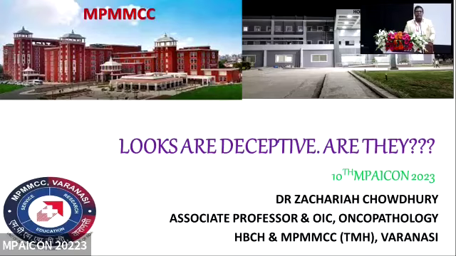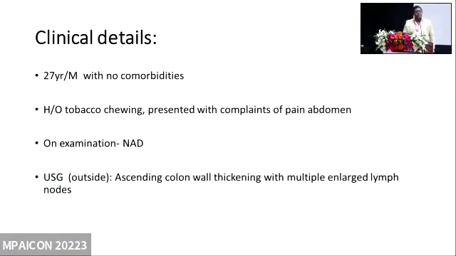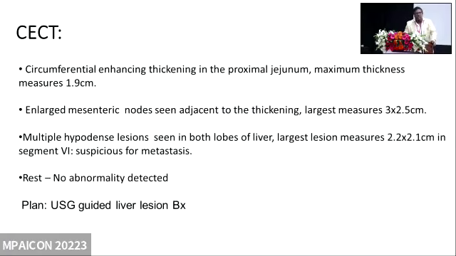Apatile looks deceptive RD. So it's a 27-year-old male with no comorbidities, history of tobacco chewing. Examination showed ascending colon wall thickening with multiple enlarged lymph nodes. CECT was done, which showed a circumferential enhancing thickening in the proximal jejunum, maximum thickness of 1.9 centimeter with enlarged mesenteric nodes, multiple hypodense lesions in both lobes of the liver.